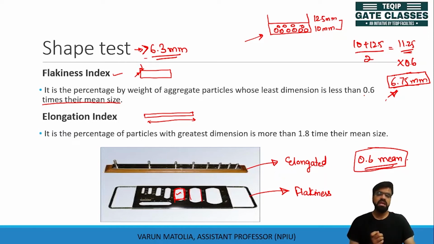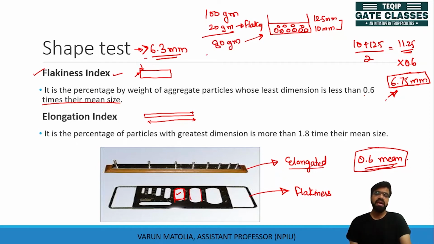Now we have elongated particles. Those particles which pass the flakiness index test, which are good particles, not flaky, are tested for the elongation index. Let us say we took 100 grams of aggregates, out of which 20 grams of aggregate are flaky. So we are left with 80 grams of aggregates. These 80 grams of aggregate will be tested for the elongation index.